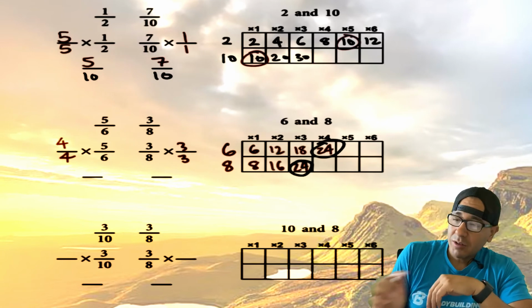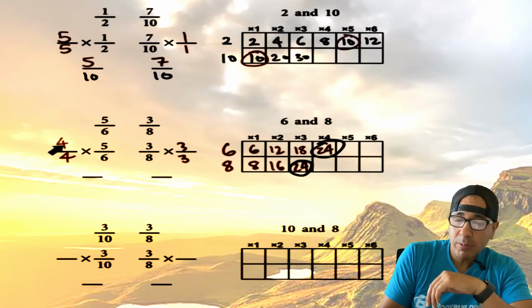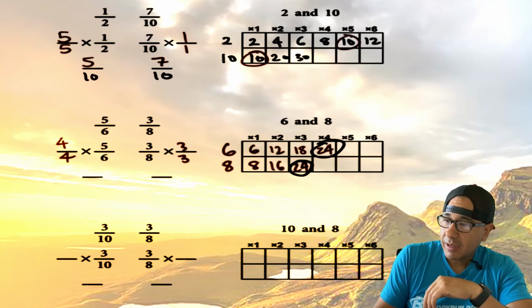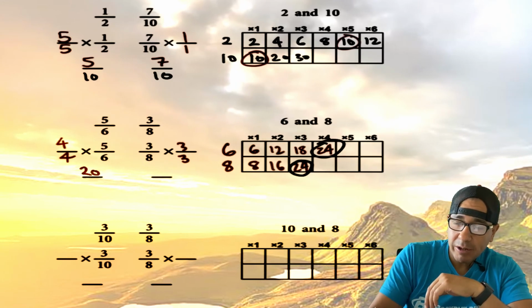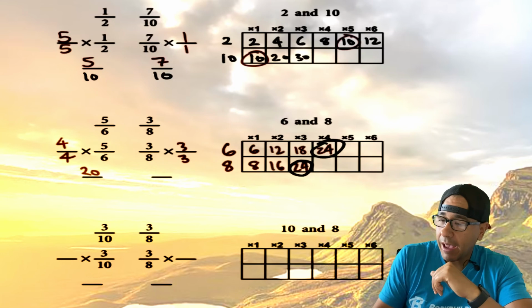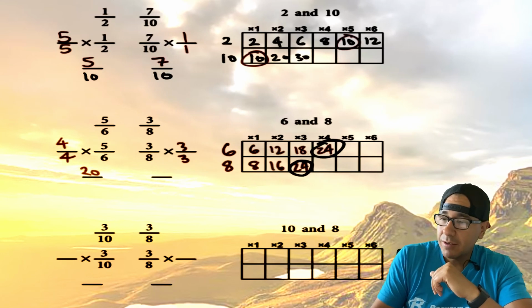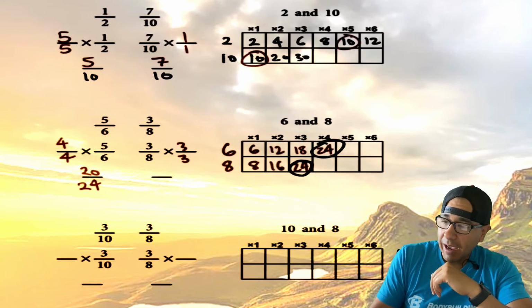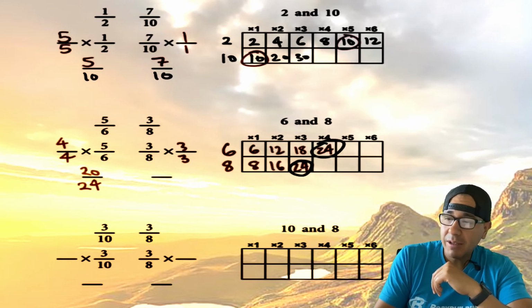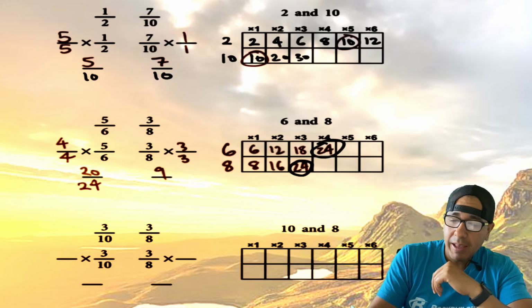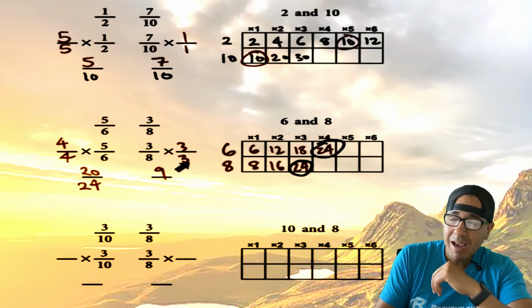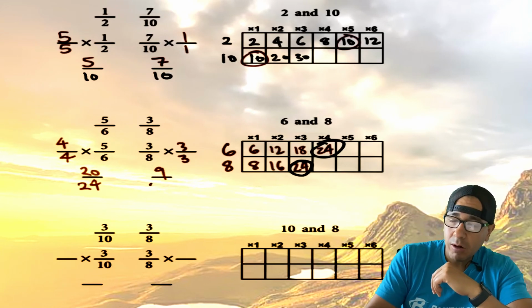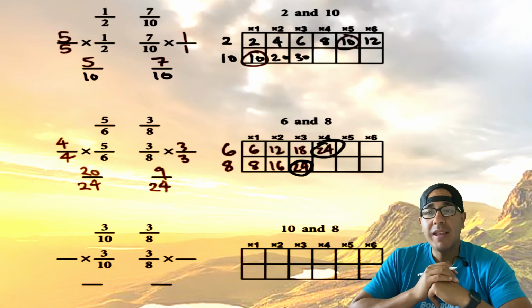All right, so now let's go ahead and finish this off. Let's multiply 4 times 5. That's going to give us 20. So that's our numerator, the number on top. And then we have 4 times 6, which is going to give us 24. That's our number on the bottom. And then we have 3 times 3, that's our number on top. And then we end up with 8 times 3, which is 24, which is our number in the denominator.